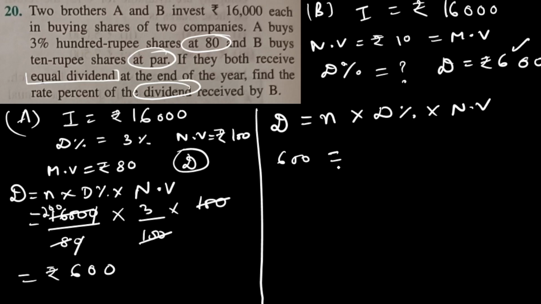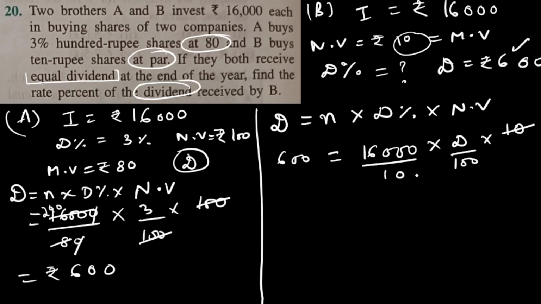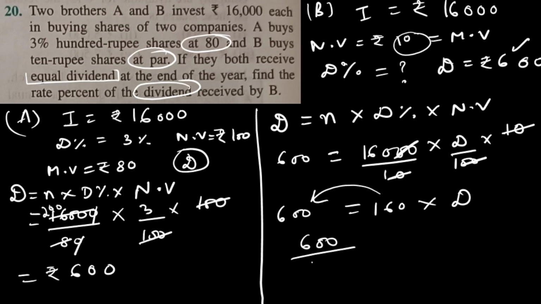Number of shares we don't know. So number of shares formula, but we know the investment is 16,000. Same as what I did here. Investment by market value. So market value is 10. Dividend percent we have to find, so I'll be writing D by 100. D we will find. Nominal value for this one is also 10. So this 10 and 10 will get cancelled and 2 zeros here will get cancelled. So what I am left with now, 600 is equal to 160 into D. So this 160 if we shift to the other side, it will come in division form. So 600 by 160 is equal to D.